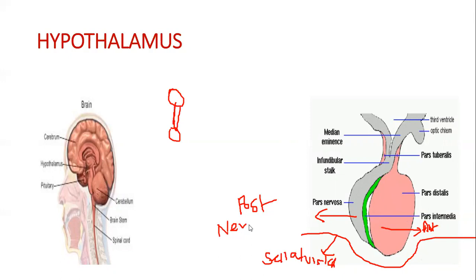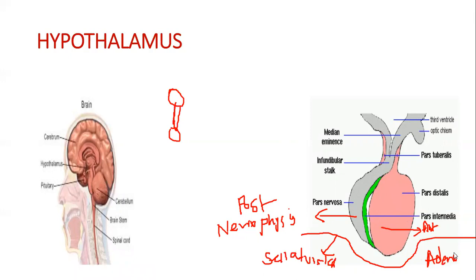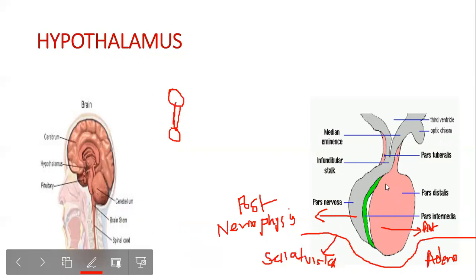Let me repeat again. Anatomically, the pituitary gland is divided into two: the adenohypophysis or anterior pituitary, and the posterior pituitary, also called neurohypophysis. This region is called pars distalis, and this ring-like structure is called pars intermedia. In some individuals they can be joined together, so you won't see any differentiation; sometimes they are together and sometimes separate.